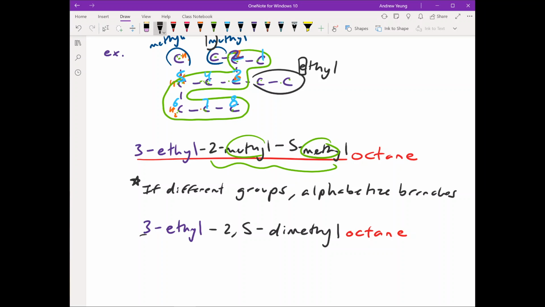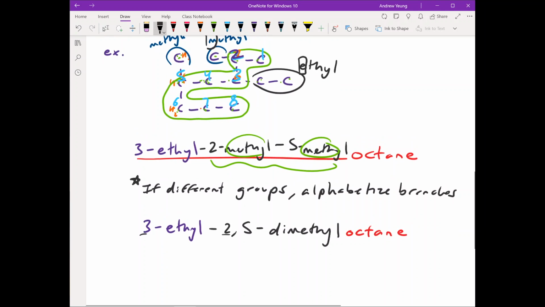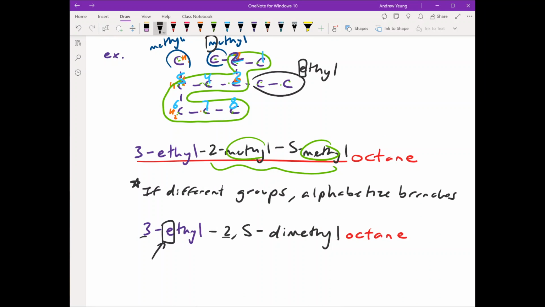The only reason why these numbers are out of order is because we prioritized that E comes earlier in the alphabet than M for methyl. So even though the numbers are tiny, the IUPAC name, the word name, sometimes has the numbers out of order, just depending on which branch is branching off at which position.